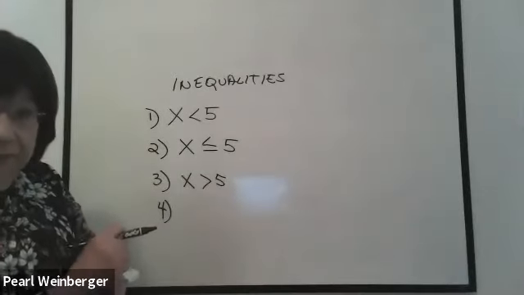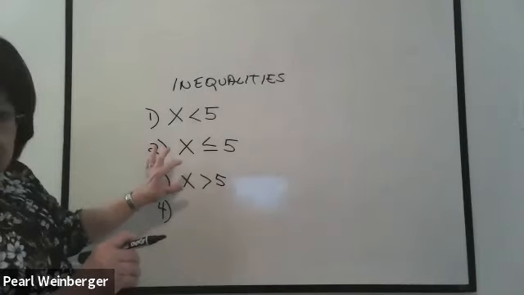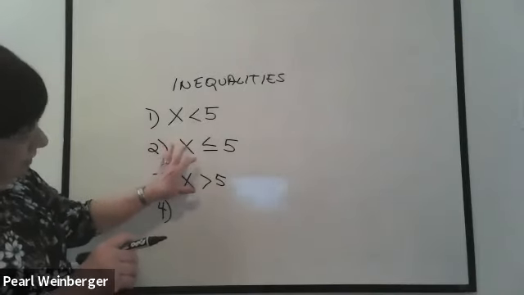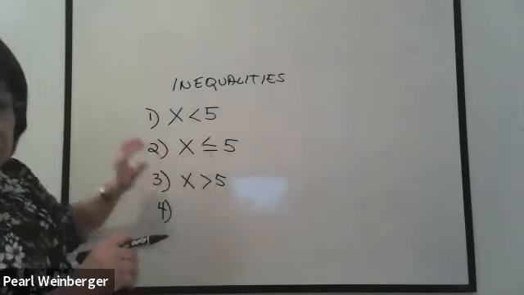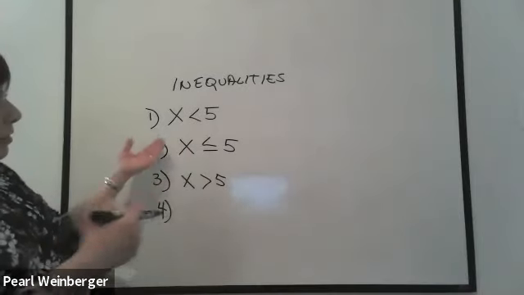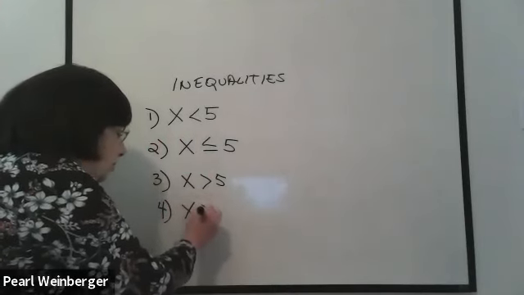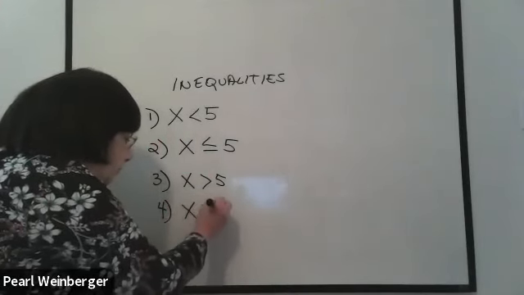Professor, you said that the sign is always pointing to what? The smaller one. Okay. So the open side is the bigger number. So in this case, it's saying x is the bigger number, the smaller number is 5. That's why it's called x greater than 5. And then, of course, we could have as our 4th one, x greater than or equal to 5.